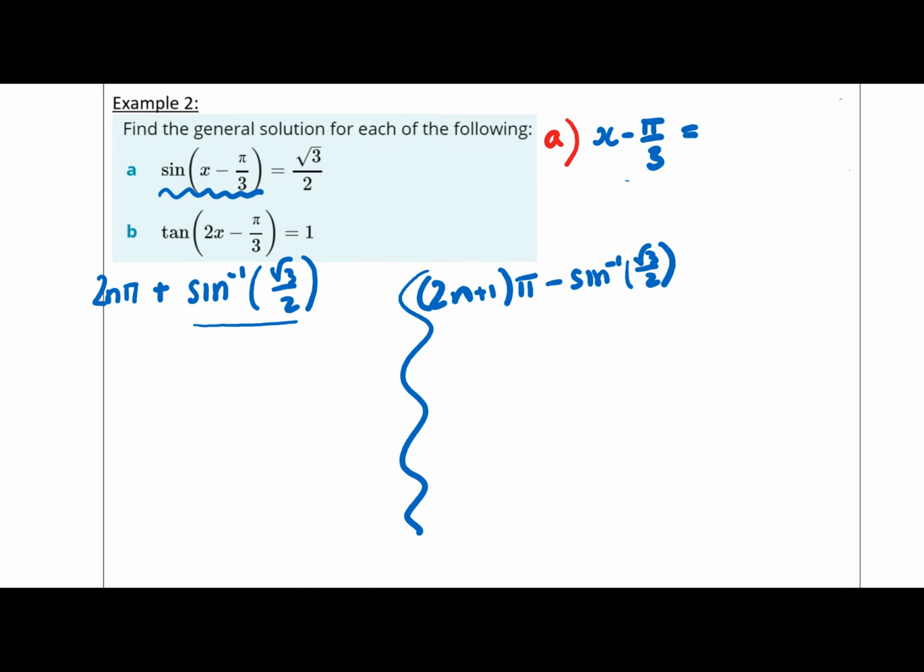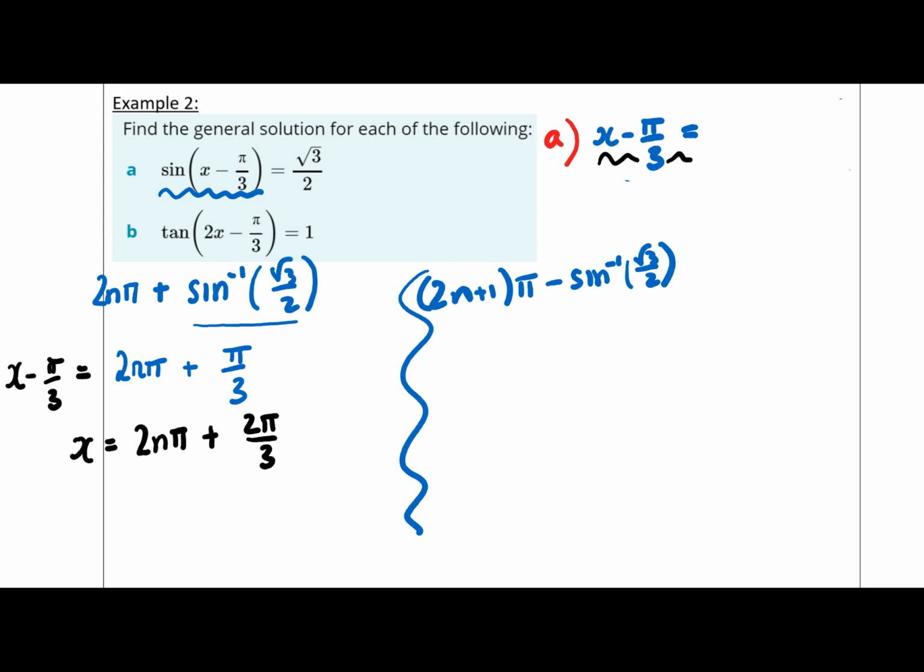Now from my table of exact values, I can see that the arcsine of root 3 on 2 is going to be equal to pi on 3. So this first set of answers looks like 2n pi plus pi on 3. Now, remembering that it's not x which equals this, but in fact x minus pi on 3, if I want to get x on its own, I'll need to add pi on 3 to both sides. So x equals 2n pi plus 2 pi on 3.